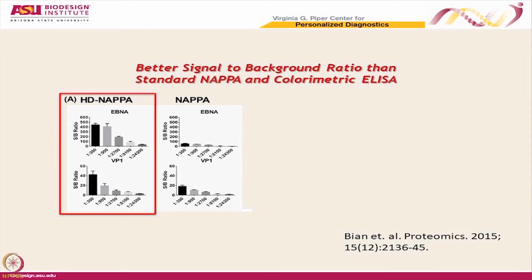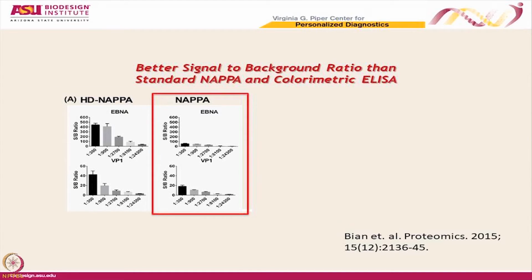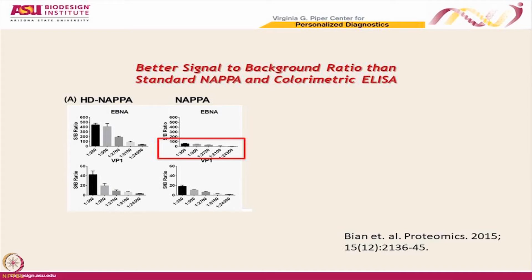density NAPPA. And you can see that at pretty much every dilution, we're getting much better detection here than we are here. In fact, it kind of plateaus here at maybe 50 or 60 at 1 to 300 dilution. At 1 to 300 on this platform, it's 450. So the signal intensity is much stronger on these high density NAPPA arrays.